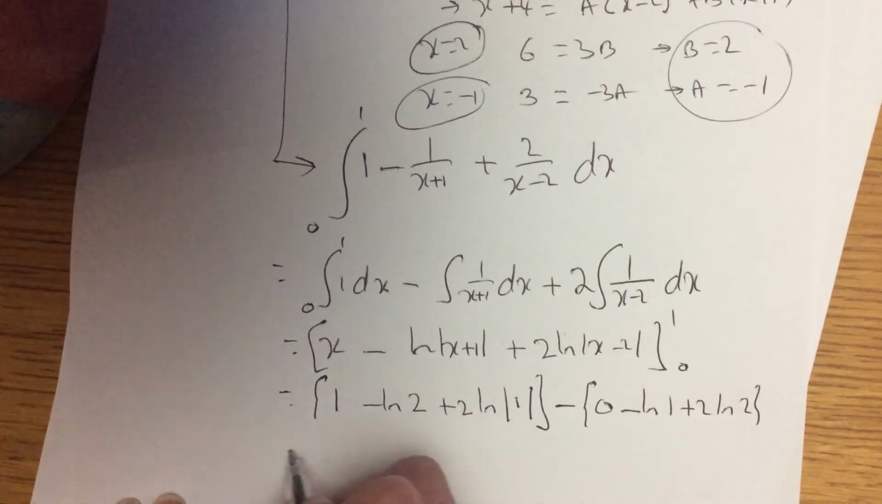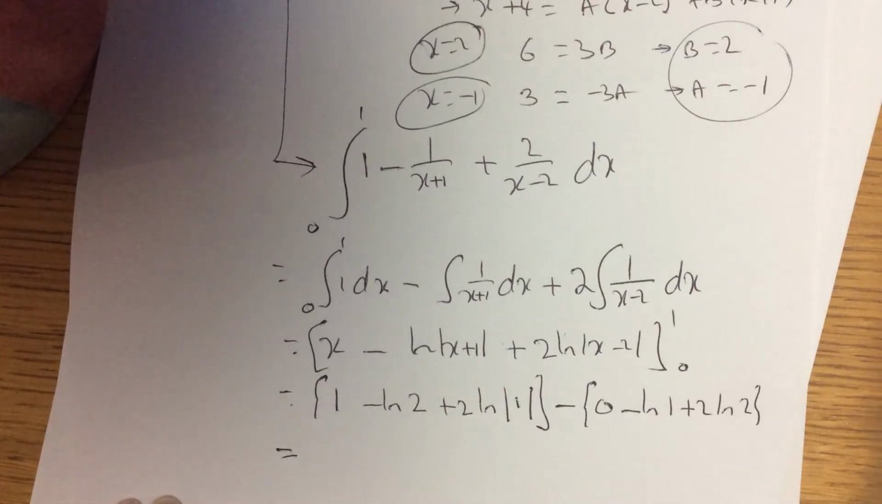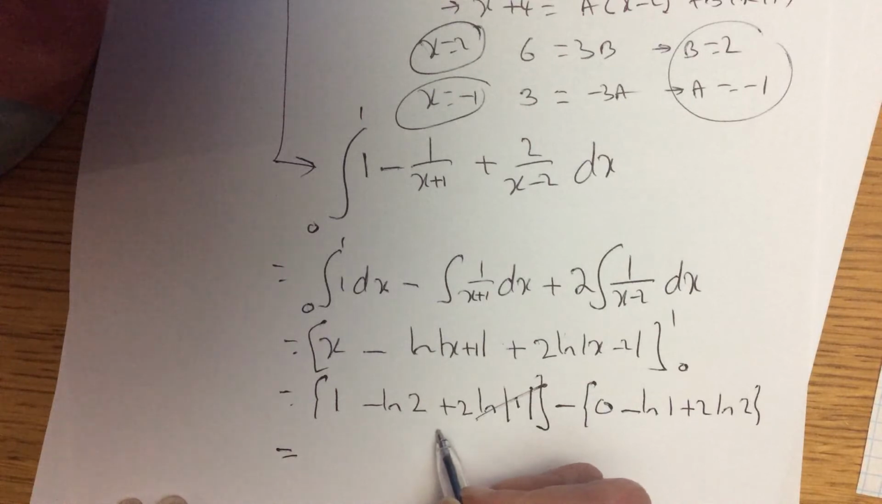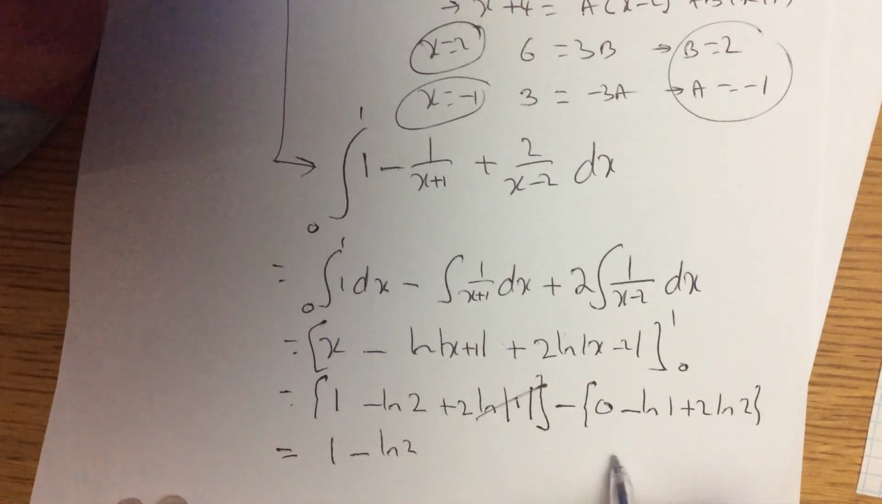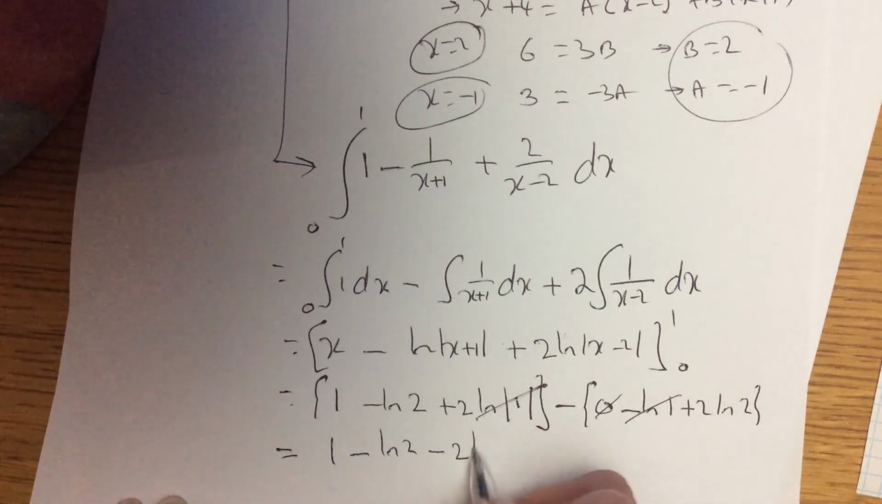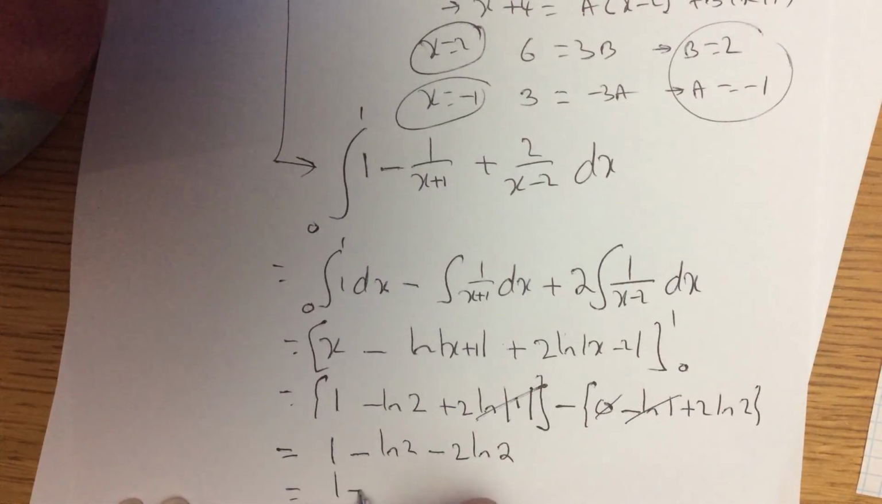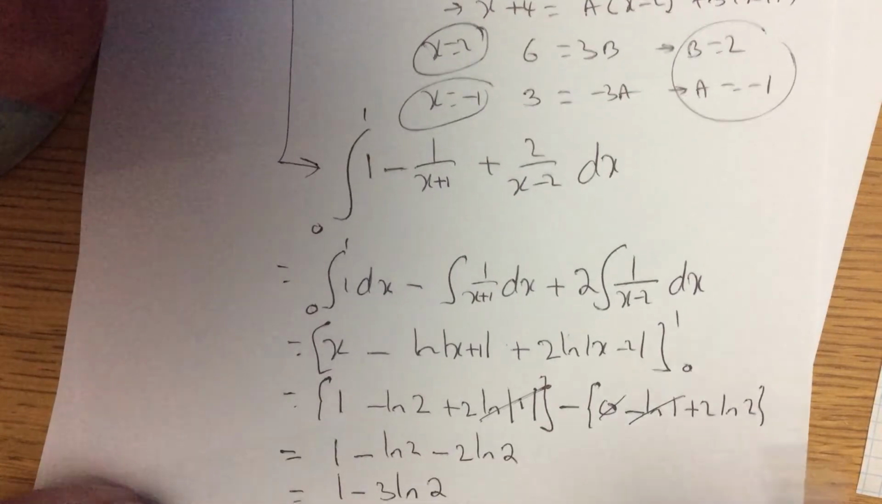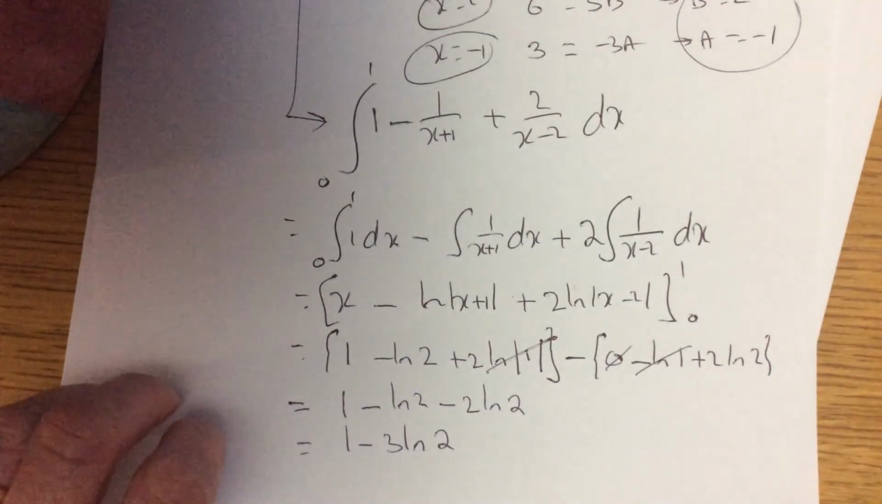Okay, so tidying this up. Just checking everything there is as it should be. Right, log 1 is gone. So I have got 1 minus log 2 from the first bracket. Log 1 is gone. So it's minus 2 log 2. So we've got 1 minus 3 log 2. And, oh, that's the answer. Now, have I any more to do in this one?